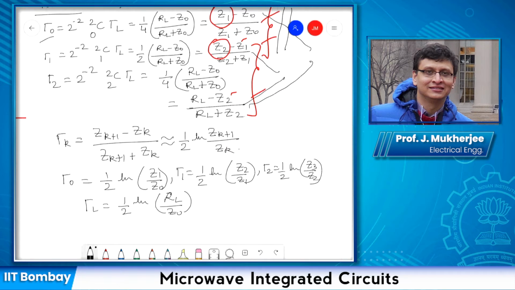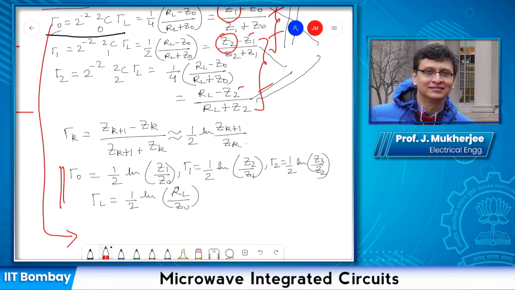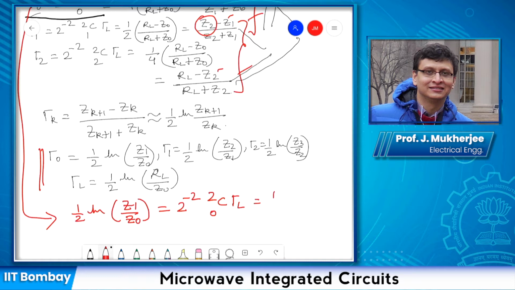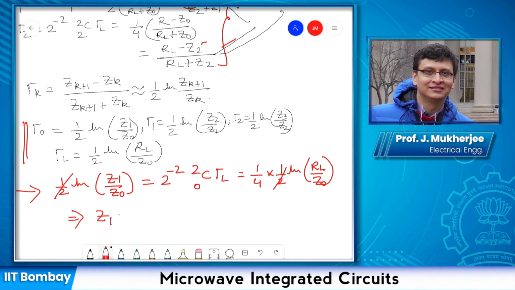see here, say I want to simplify this equation. So now in terms of these new gamma 0 values that I have written, I can write the first equation like this: half ln Z1 upon Z0 is equal to 2 raised to minus 2 to C0 gamma L, which is equal to 1 by 4 into half ln RL upon Z0. Now this and this cancel. So from here we get Z1 is equal to Z0 (RL upon Z0) raised to 1 by 4.